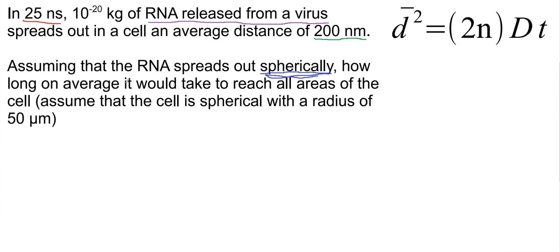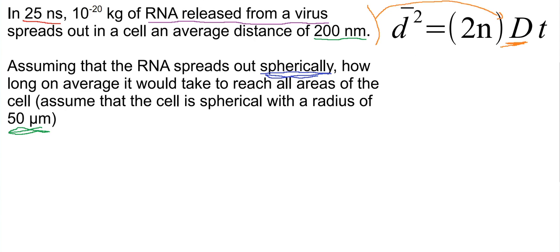And what you might be asked is, how long on average would it take to reach all areas of the cell? In other words, how long would it take to spread out a total distance of 50 micrometers as opposed to 200 nanometers? And this is something you can do. The thing that's going to link these two cases together is the diffusion coefficient d here. So you can use the top case here to find d, and then we're going to use d, putting this all together, to figure out how long it would take to spread a differing distance.